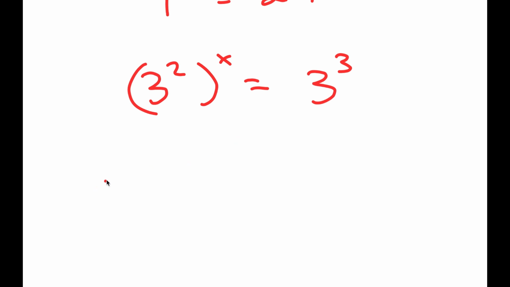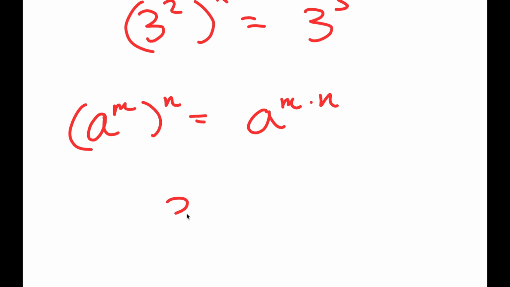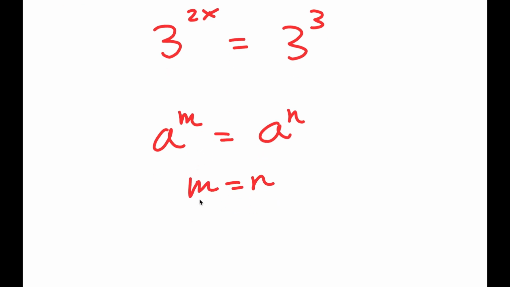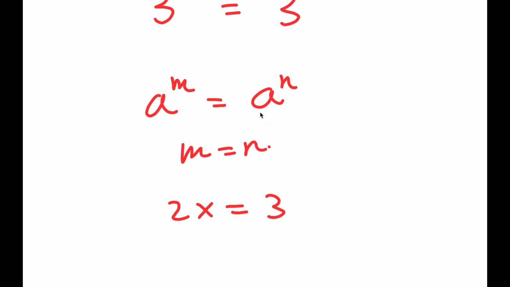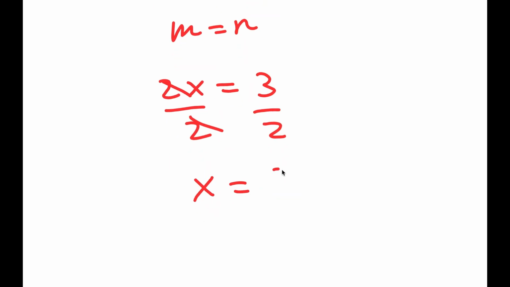So now I'm going to use the property a to the power of m to the power of n is equal to a to the power of m times n. So 3 to the power of 2 to the power of x is going to equal 3 to the power of 2x. And finally, I'm going to use the property a to the power of m is equal to a to the power of n. If this is true, this means that m is equal to n. So in this case, 2x is equal to 3, and if I divide both sides by 2, I get x is equal to 3 over 2.